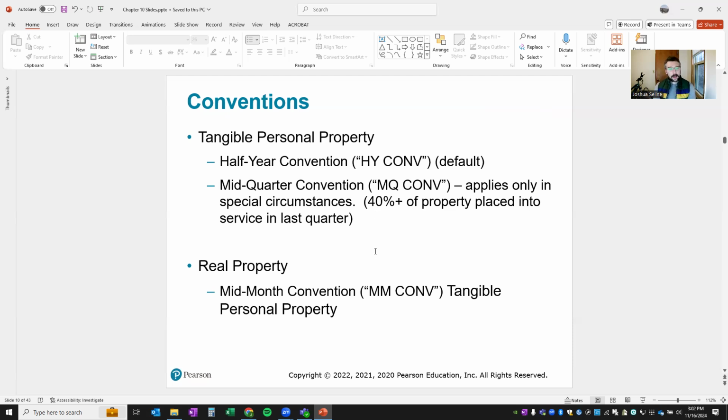And then finally, we've got real property. That's the mid-month convention. Similar concept, but for real property, it's different. It's mid-month.